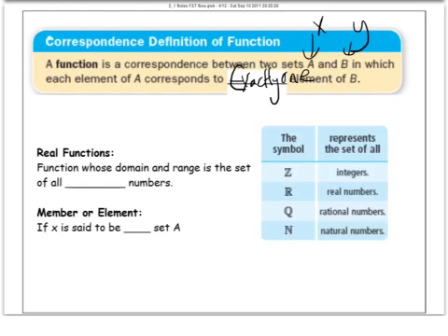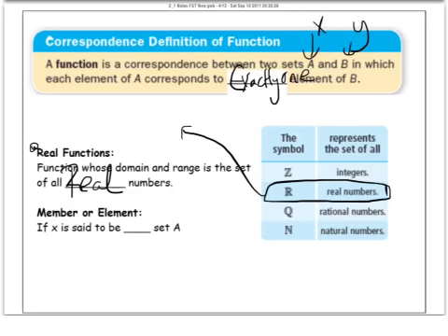All right, let's review one thing, sets of numbers and how that works. Let's talk about a real function first. If I say we have a real function, that means it's a function whose domain and range is a set of all real numbers. And that's just literally as simple as that. Now, what are real numbers? Remember, real numbers are all the numbers on a number line. So you can put them on a number line.